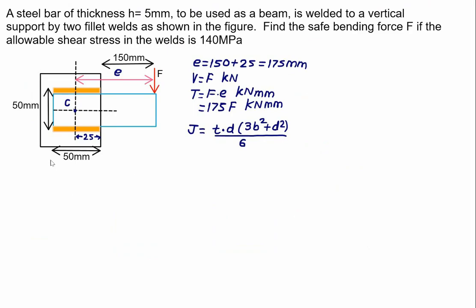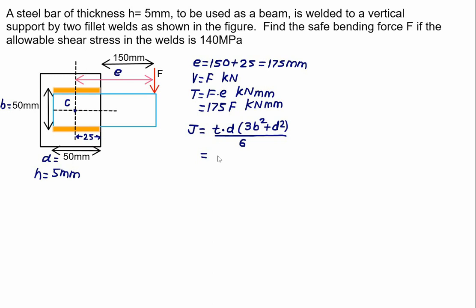So we have length of weld D equal to 50 mm and the distance of separation B equal to 50 mm. T we can replace as 0.707 times H, and he has given the thickness of the plate equal to 5 mm. So you have to use the value of H equal to 5 mm. So let's calculate J first, then we'll calculate the secondary shear stress using the torque.